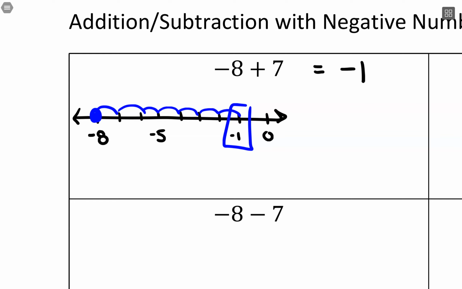There are so many different ways to go about this, so whatever way makes the most sense to you, absolutely use it. Another way to think of this is thinking about the difference between 8 and 7, which is 1, and then just recognizing that the negative number is bigger, so that'd be negative 1. If this had been a positive 8 with a negative 7, so 8 minus 7, the difference would still be 1. It's just now the negative number is smaller, so we would end up with a positive number. So that would be positive 1.